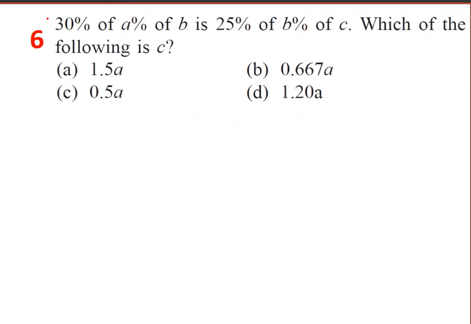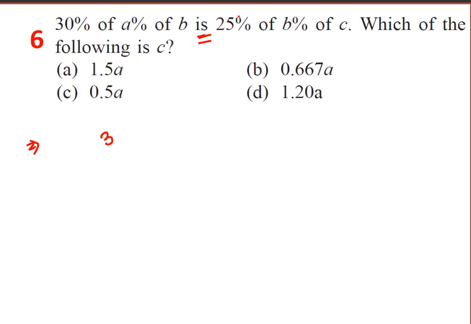Next question. 30% of a percent of b is 25% of b percent of c. Be very careful while reading this kind of statement, because there is an "is" in between. "Is" obviously means equals to, right? So basically 30% of a. First, to avoid silly mistakes, let us write down this statement. 30% of a percent. So we do one thing, can we remove the percent?